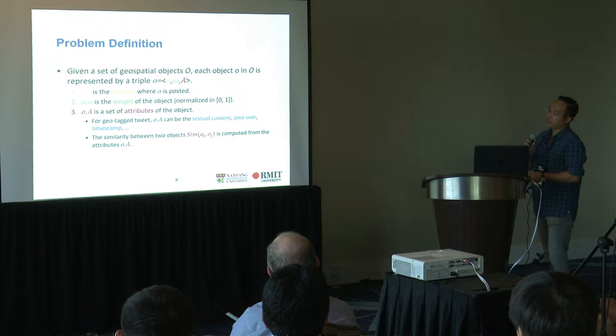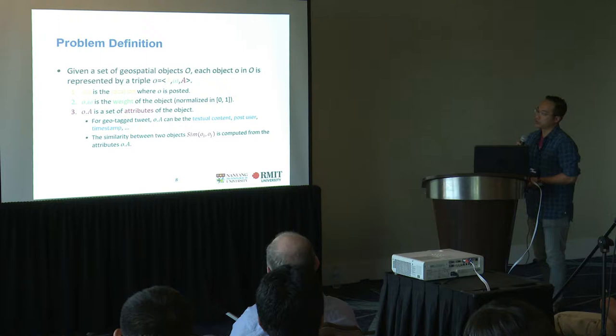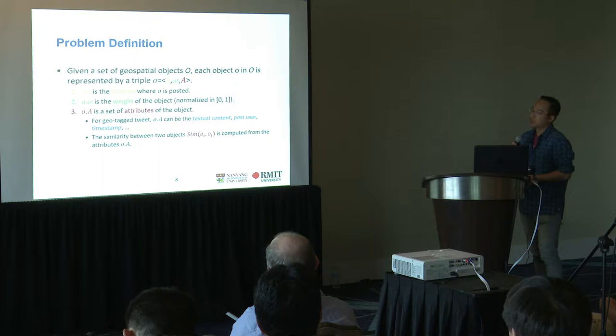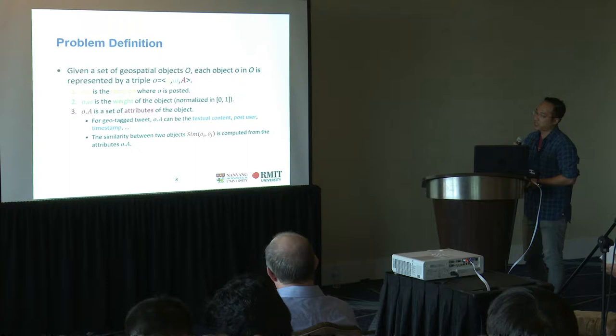So given this concept, the geospatial data we are studying consists of three components. It has the location, it has a weight of importance, and it also has a set of attributes. For different types of spatial data, we can use different attributes, and in this way we can compute the similarity between each pair of objects. For example, for tweets, the attributes can be the textual content, the posting user, and the timestamp.